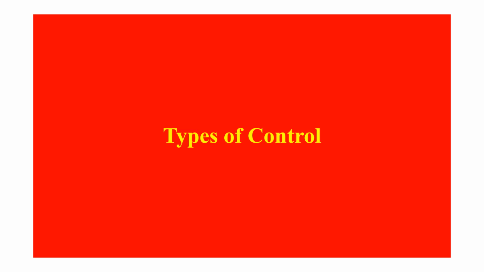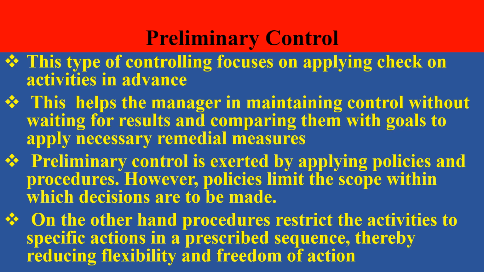We now come to the types of control. First, there is the preliminary control. This type of controlling focuses on applying check on activities in advance. This helps the manager in maintaining control without waiting for results and comparing them with goals to apply necessary remedial measures.